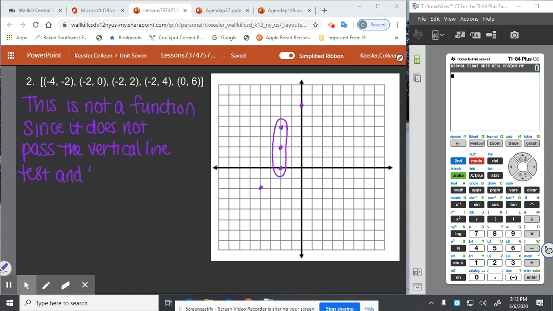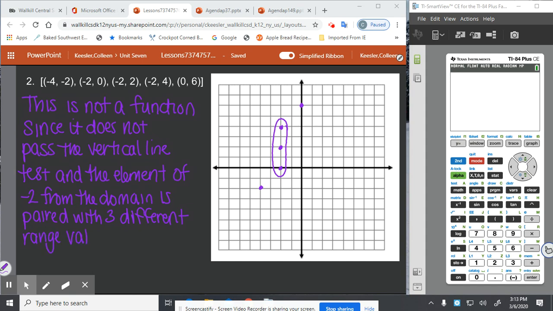And the element of 2, negative 2 from the domain is paired with 3 different range values. So it's not going to work. You can't put in a number into an equation or a function and have it spit out 3 different numbers. It's only going to come up with 1.